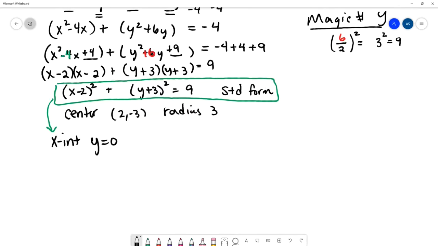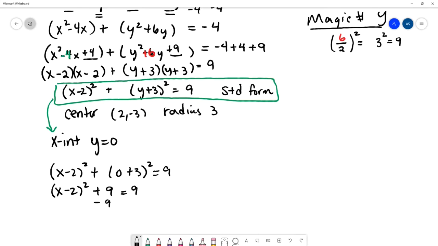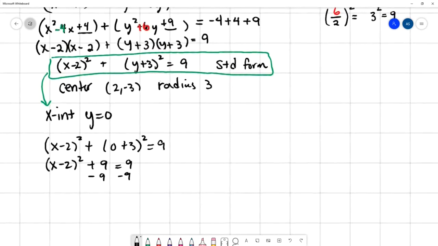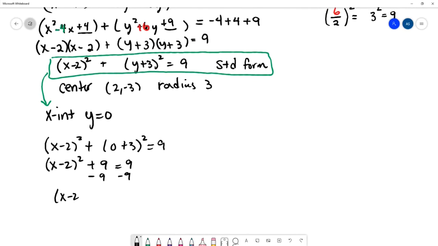So that would give the equation x minus 2 squared plus 0 plus 3 squared equals 9. And we'll simplify inside the parentheses. 0 plus 3 is 3. 3 squared is 9. And I'll subtract 9 on both sides. We have x minus 2 squared equals 0.